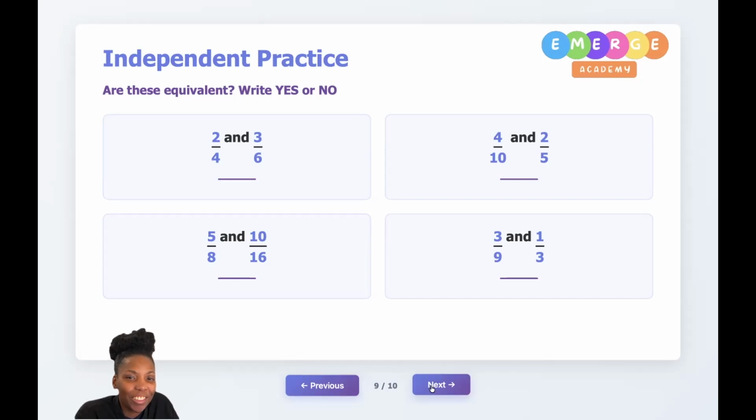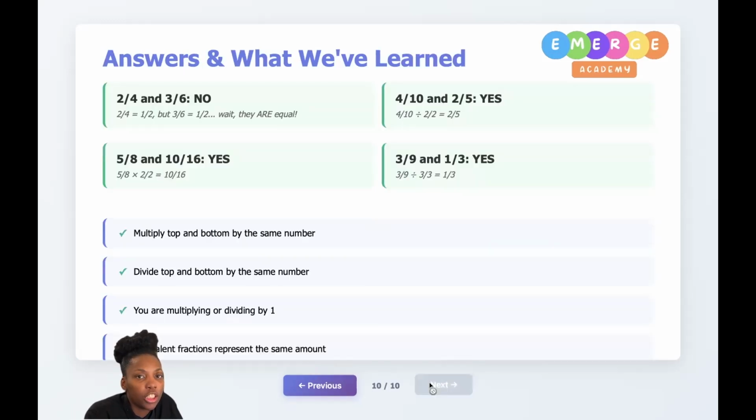How did you get on? Let's go through the answers. So, is 2 over 4 and 3 over 6 equivalent? Now, I've put no here, but actually they are equivalent. The reason I put no is because at first glance, most people will say no. But the truth is, although 2/4 and 3/6 are not directly equivalent, they are both equal to 1/2. So yes, they are equivalent.